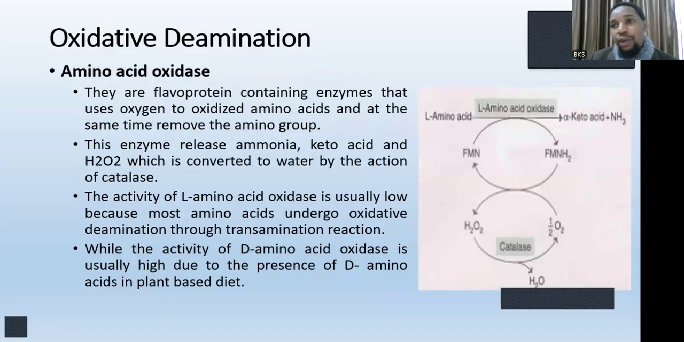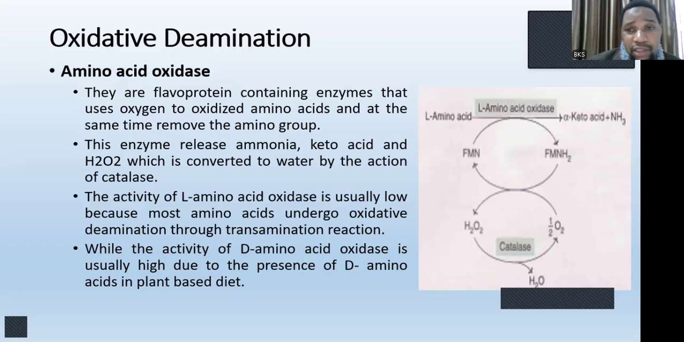So you can see alpha-ketoglutarate. Most of those amino acids are somehow converted to alpha-ketoglutarate, which goes to the citric acid cycle. So the ammonium is being produced inside the cytosol of many cells. We will see that, but we are still discussing oxidative deamination. What are the other methods through which oxidative deamination can take place?